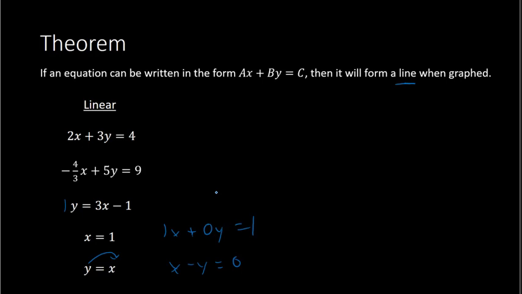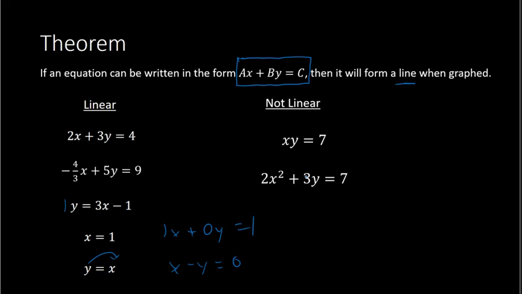Now examples of not linear equations would be something like this. x times y equals 7. Notice in this format we need x and y being added together and there could be something with the x and the y as well. Here, x times y is not linear because it's being multiplied and not added together. 2x squared plus 3y equals 7 also is not linear because of this exponent. All right, that would make it what's called quadratic, and that would not be a line, that would be a parabola.